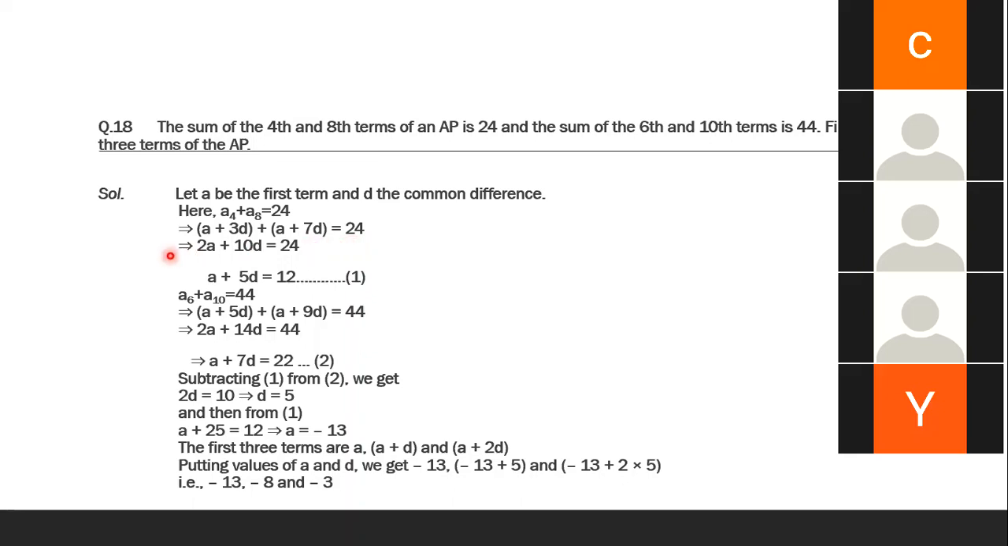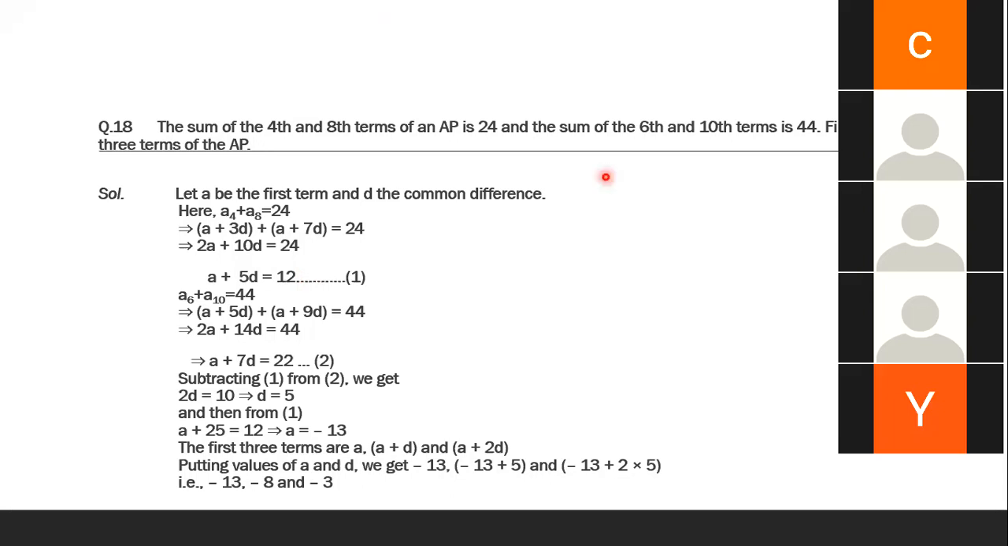If I divide the entire equation by 2, this becomes A plus 5D is equal to 12. See, if I divide 2A by 2, I get A. If I divide 10D by 2, I get 5D. If I divide 24 by 2, we get 12. Call this equation 1. Any doubt till here, children?